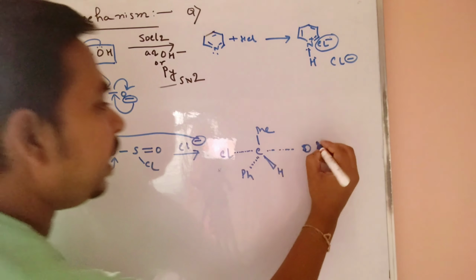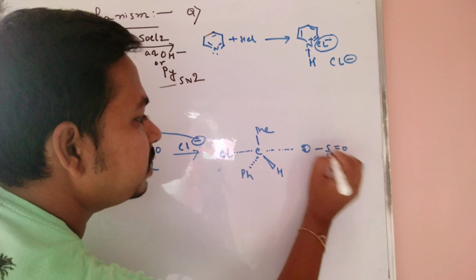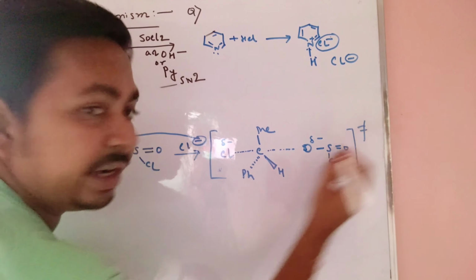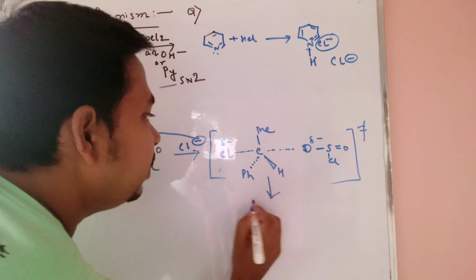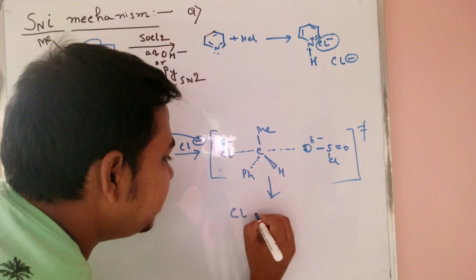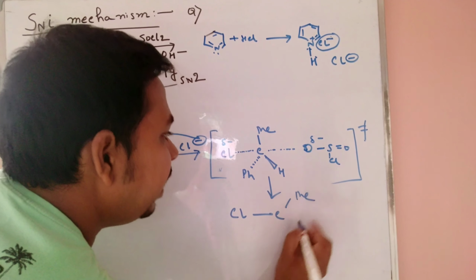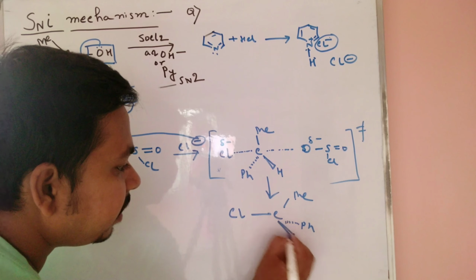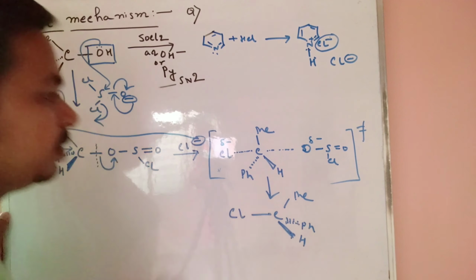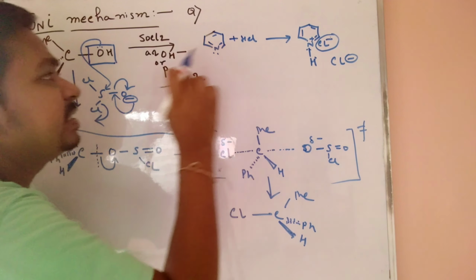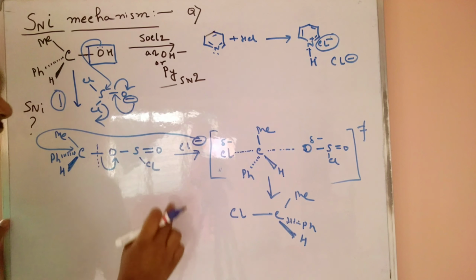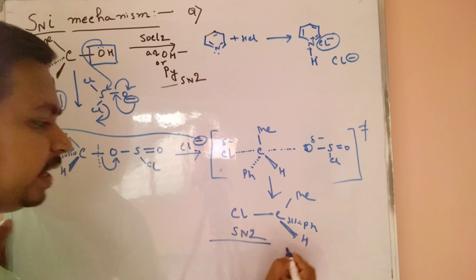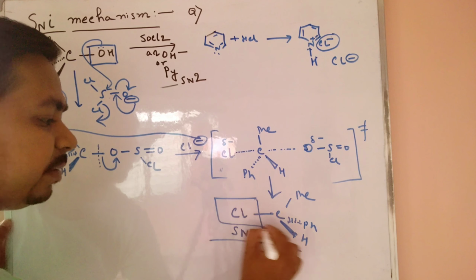So here O and S–O–Cl, delta minus is here, delta minus is here. This one is the intermediate of the SN2 reaction. Then the formation is just inversion here. So here Me and this down bond Ph and the bond up is hydrogen. So when we use some amount of base, OH minus or pyridine, the reaction goes through SN2 and gives the SN2 product. This one is an inversion product.